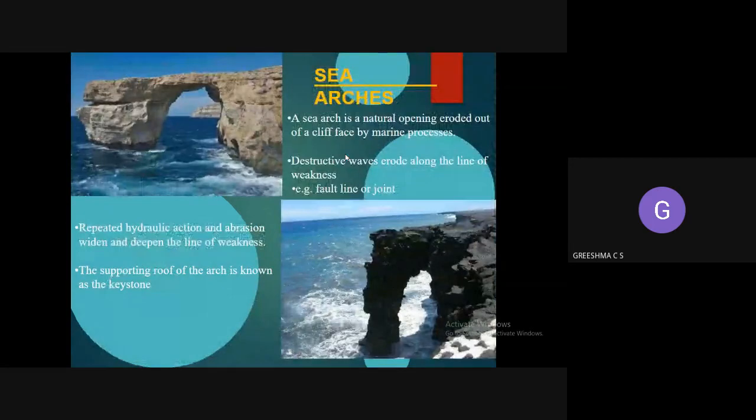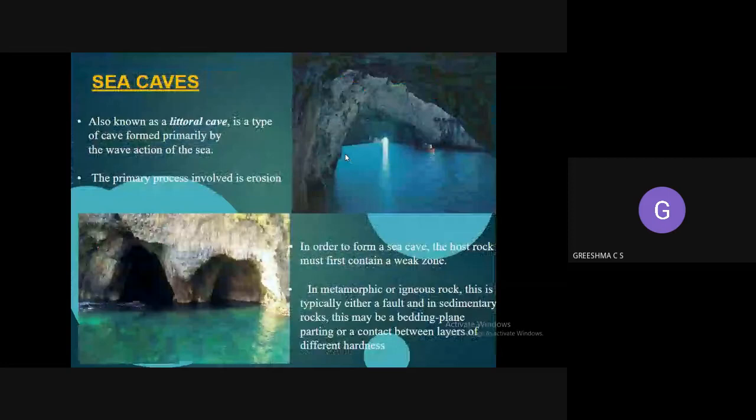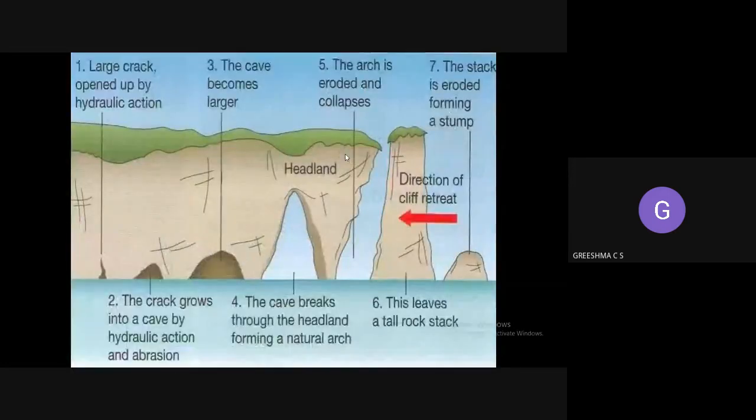So next one is sea arches. You can see sea arches. So how are sea arches formed? So again we can go back to this picture. Okay. What has happened? So we are standing here, right? We have seen the formation up to the sea cave. Okay, and what is happening?